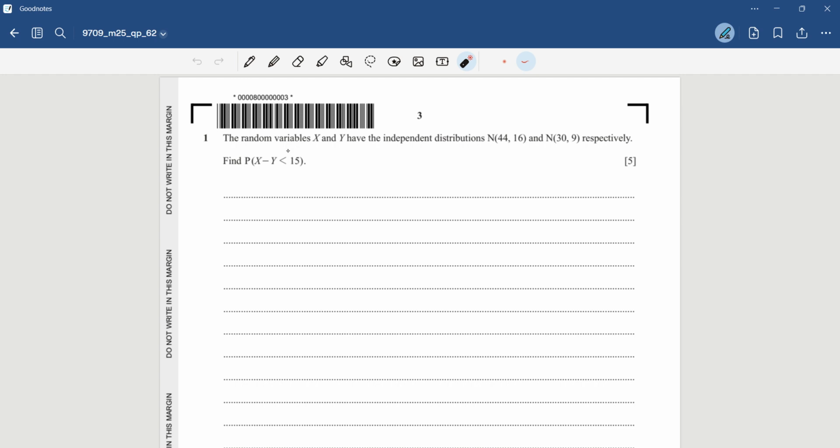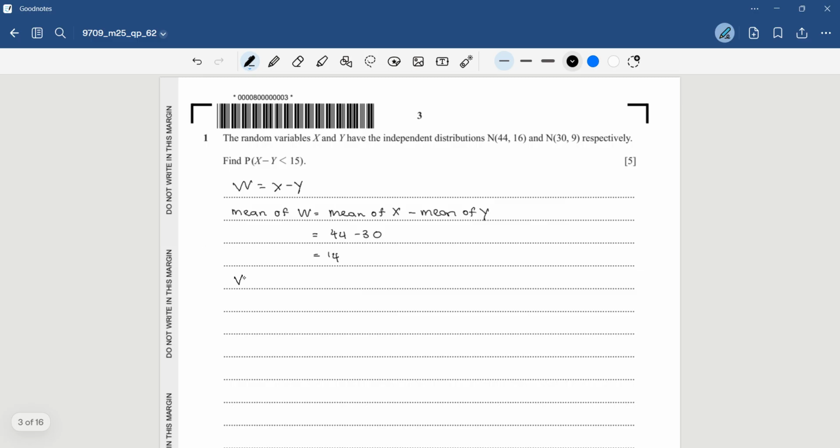Since they said X and Y are normally distributed, instead of X minus Y, I let W be equivalent to X minus Y. I introduce a new variable for me. So the mean of W is going to be the mean of X minus the mean of Y. We follow this. So it's going to be 44 minus 30, which is 14.